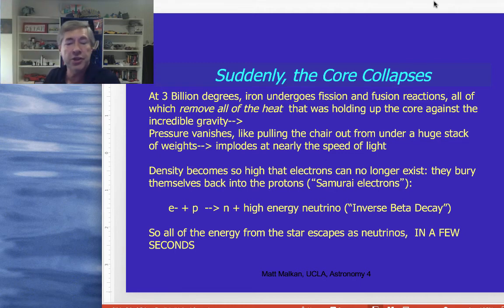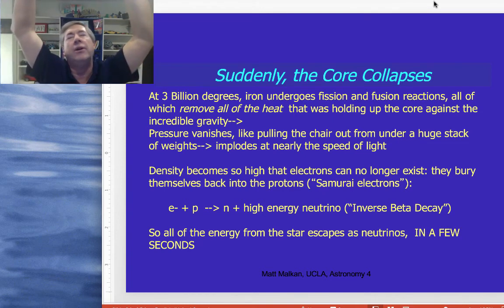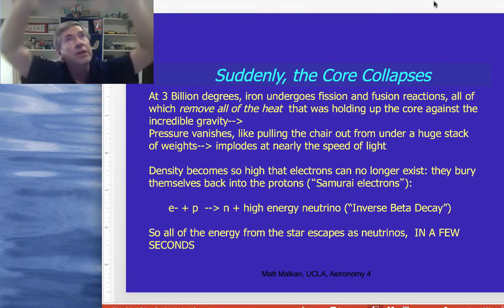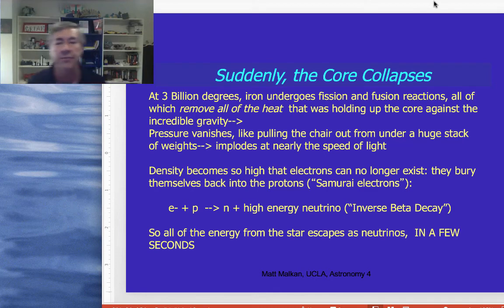And suddenly you just pull the rug out from under it, and all of those upper layers of the star that were held up in hydrostatic equilibrium, now there's no hydrostatic equilibrium. It all implodes, and it implodes at an increasing speed as it falls down. This stuff is coming down at something like the speed of light. And it's not going to be stopped by electron degeneracy pressure. Why not? I told you, the electrons can't handle it. They can't go faster than the speed of light.